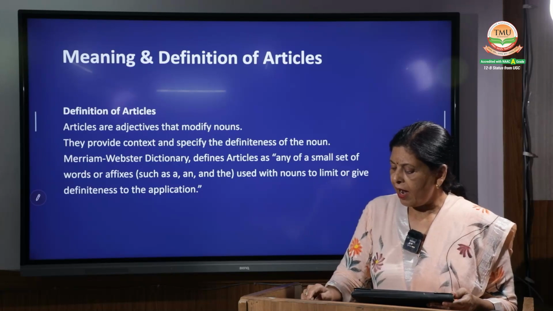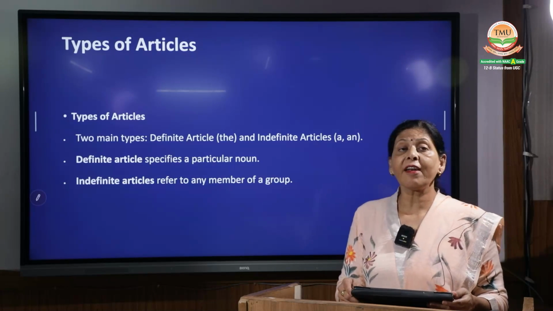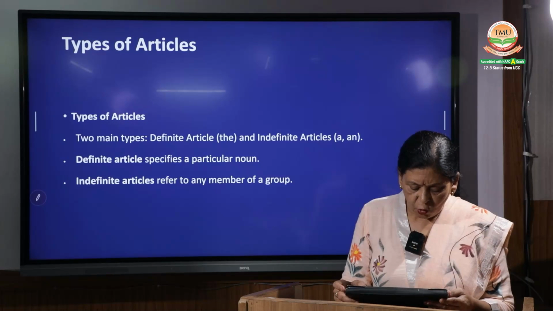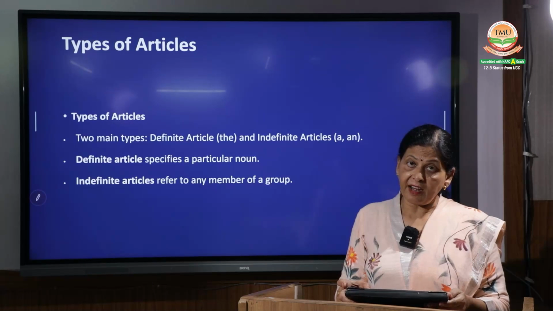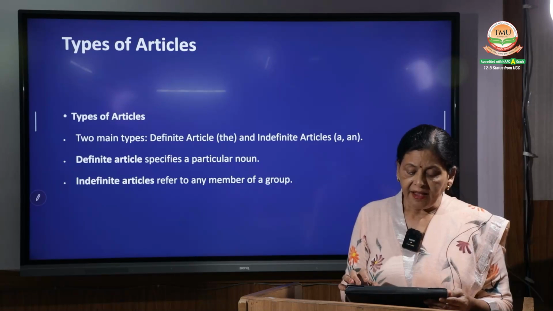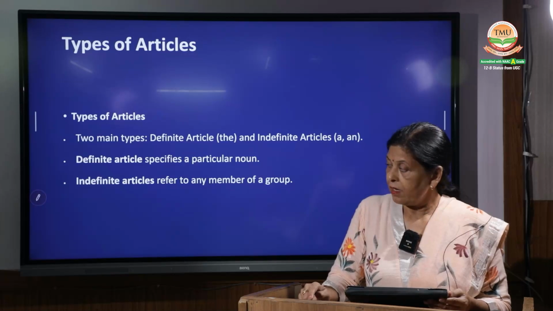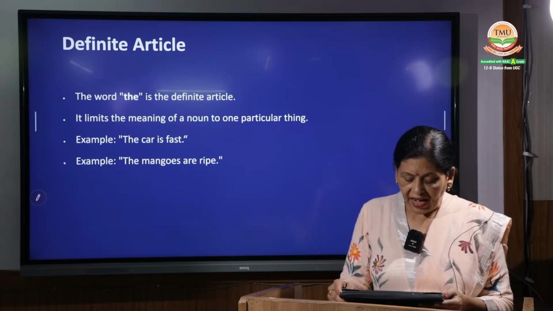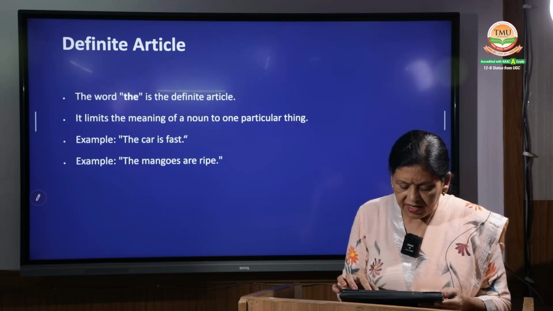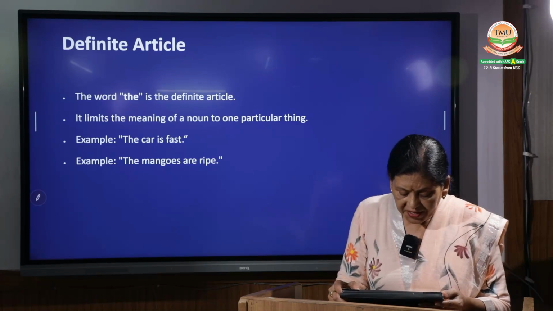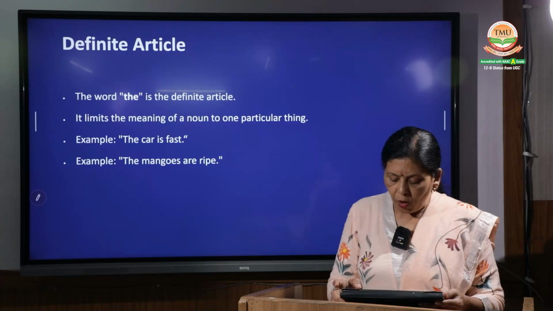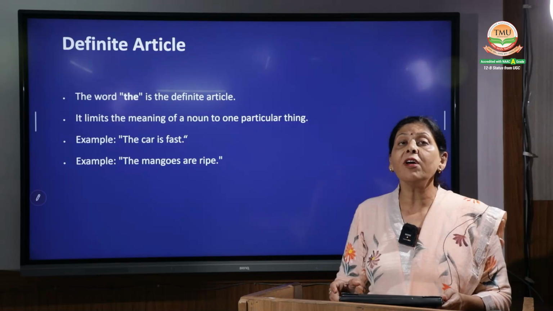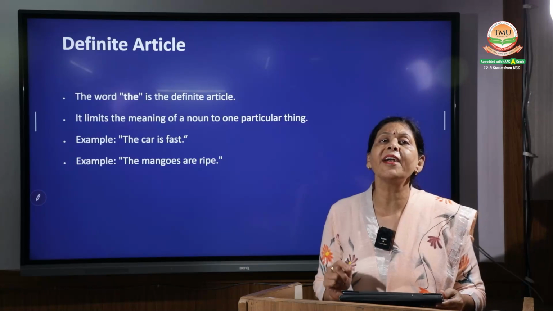Now, types of articles. What are the types of articles? There are two main types of articles: definite article the, and indefinite articles a and an. Now we will discuss in detail the definite article. The word the is the definite article. That means it limits the meaning of a noun to one particular thing, means we are referring to a particular thing.